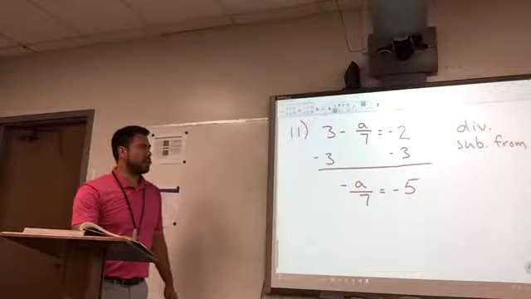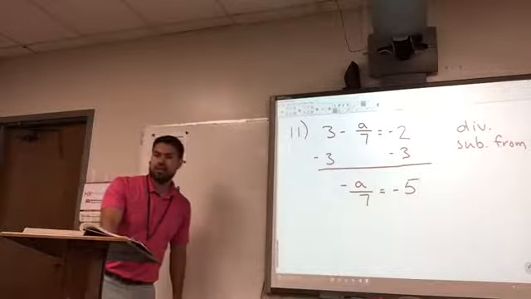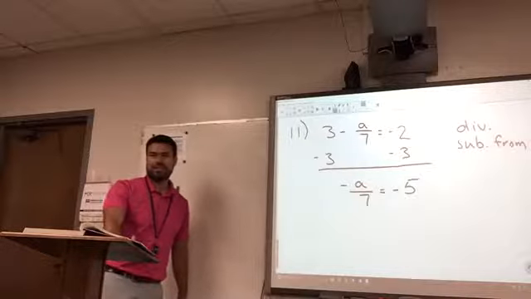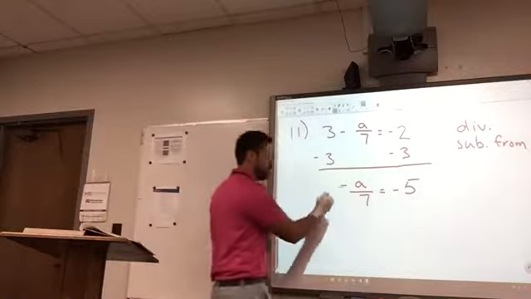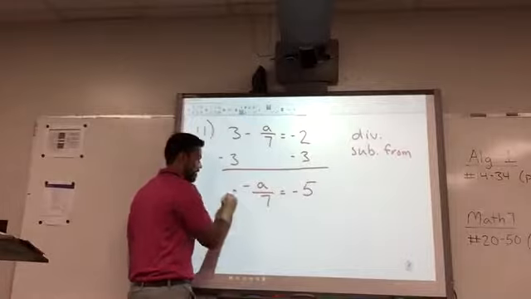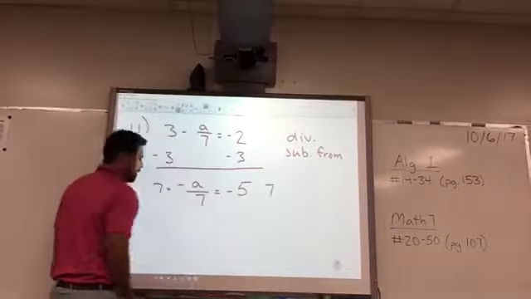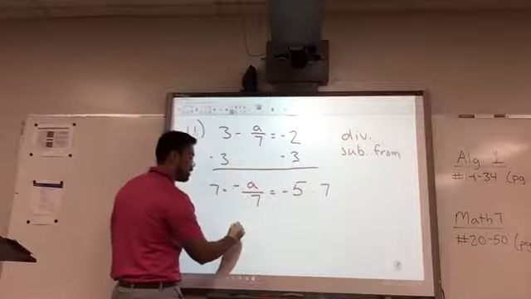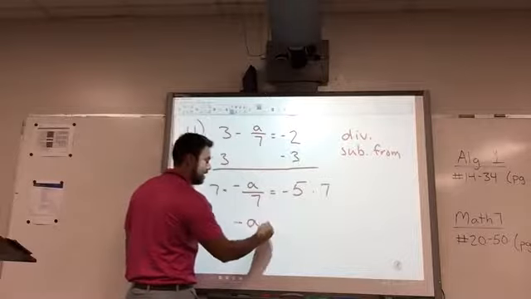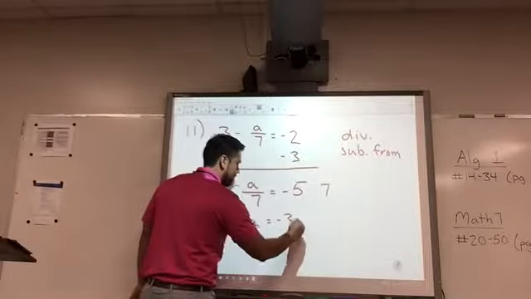What do I do to get rid of that division? Well, what did we do last time? You multiply by 7. Okay, so here these 7's cancel. I'm still left with negative A equals negative 35.